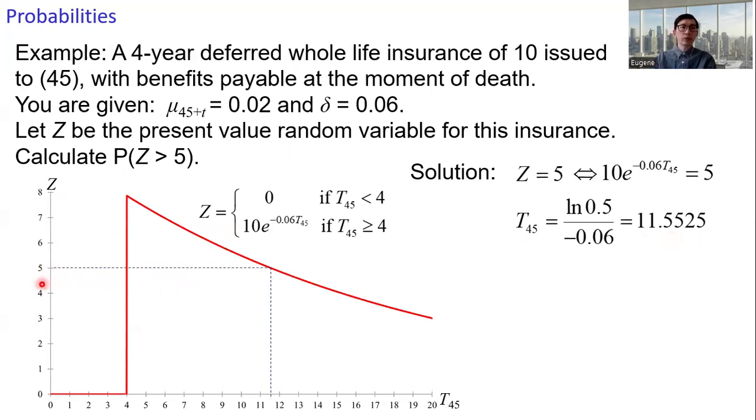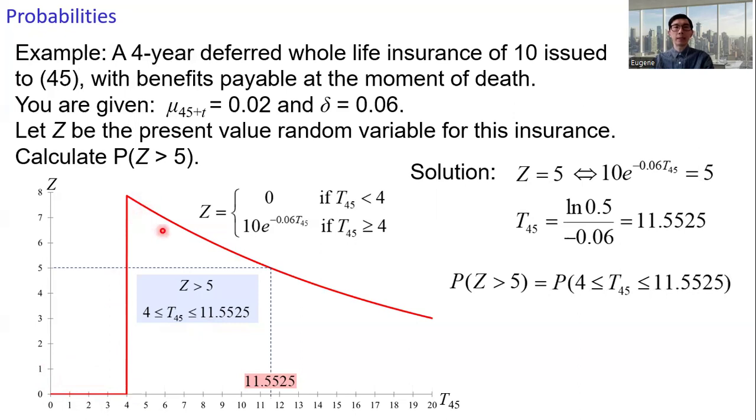Okay, the level Z equals 5. And then Z greater than 5 is the upper portion of the graph. This corresponds to the event that T45 is between 4 and 11.55. We need to handle the deferral period separately. Therefore, the probability that Z is greater than 5 is equivalent to the probability that T45 is between these two values.